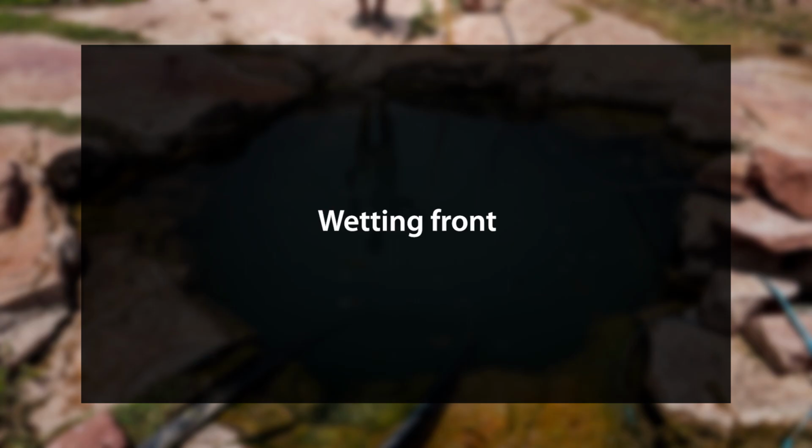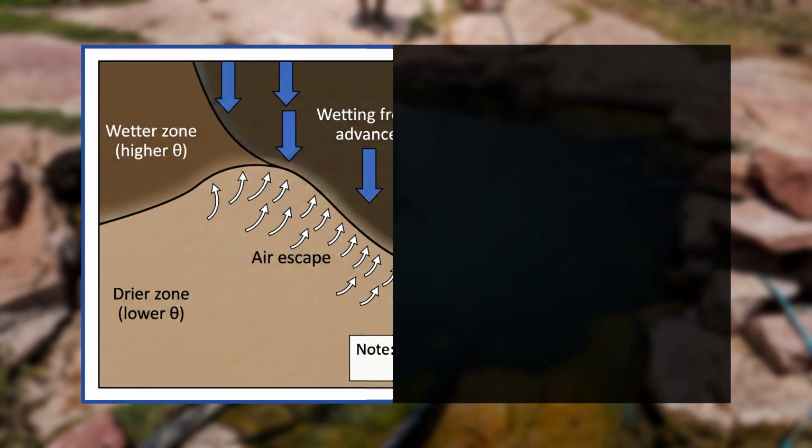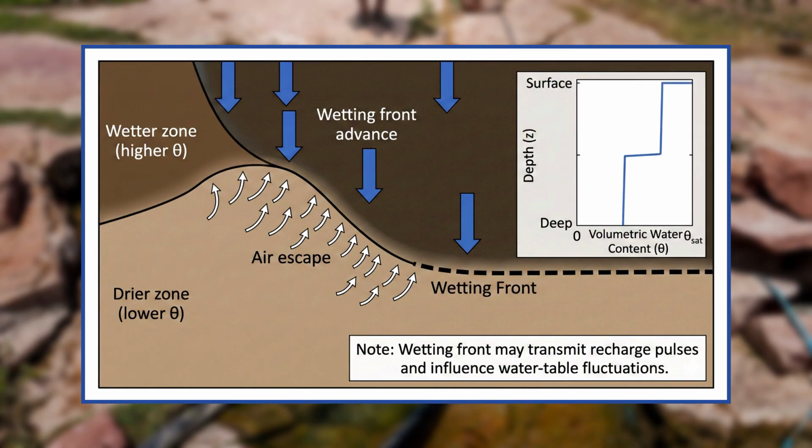Wetting front is another component. Water infiltration does not instantly saturate the entire soil column. Instead, it moves downwards as a distinct wetting front. A wetting front is a distinct boundary or interface that marks the downward advance of water infiltrating the soil or unsaturated zone. This represents a sharp transition in the moisture content.